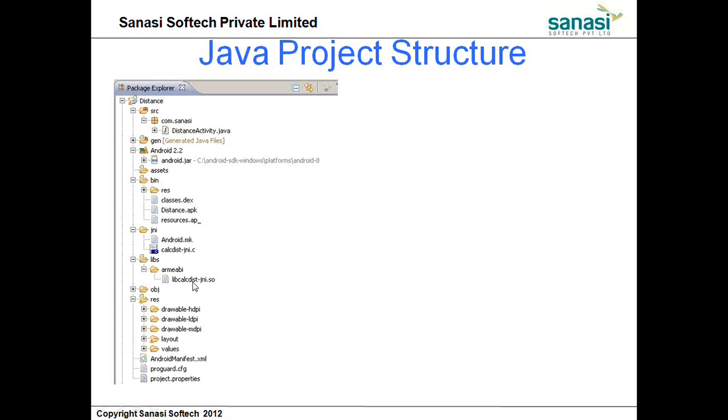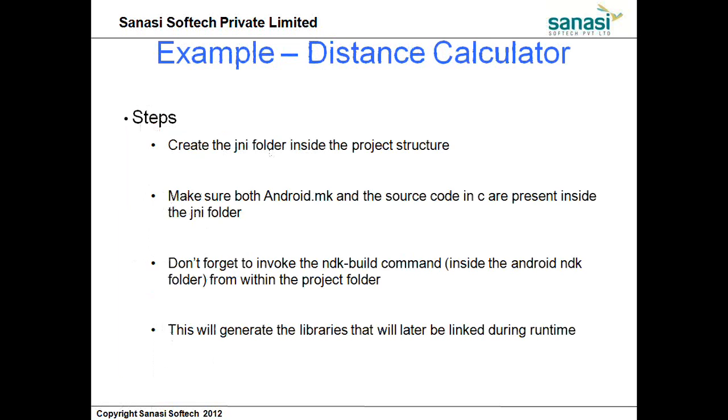Okay, we have already seen the steps involved as far as the Java part of the application is concerned. In this case, you will need to have, as I mentioned, a JNI folder inside the project structure, and make sure you have the android.mk file inside it, and of course the source code which you are going to build in C.